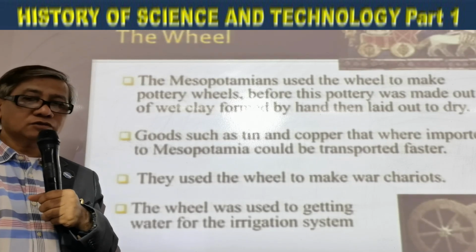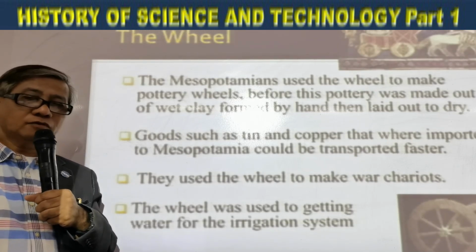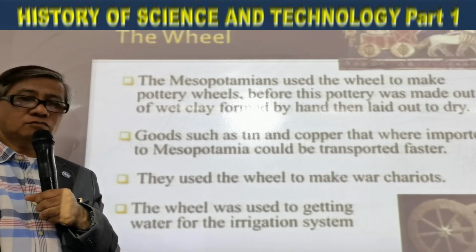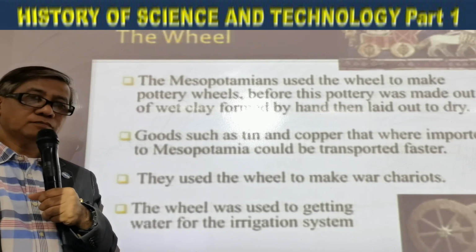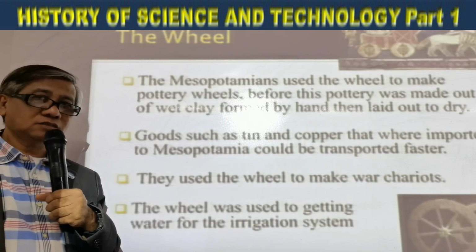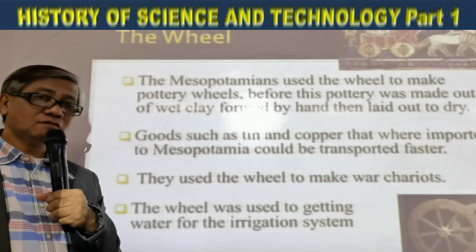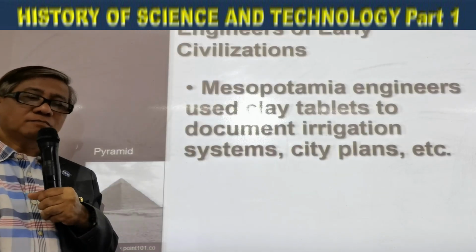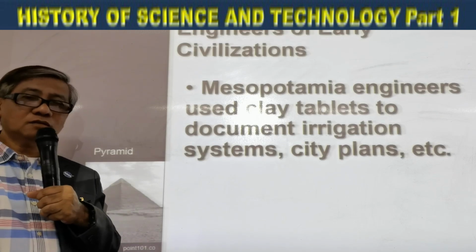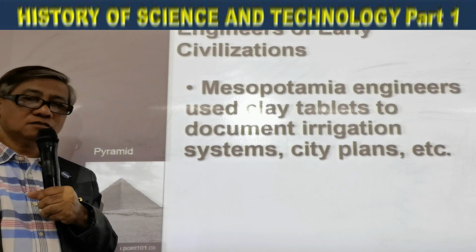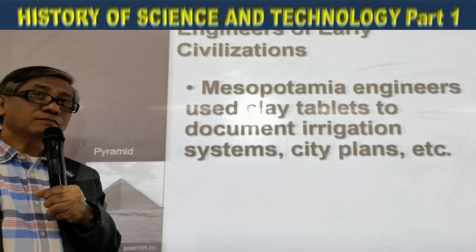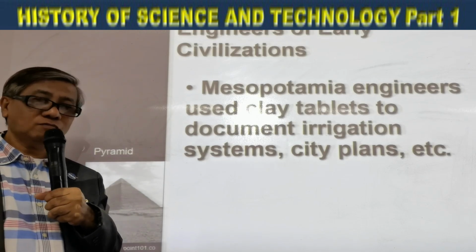And the wheel also was used in getting water for the irrigation system. So they came up with water wheels that would aid in irrigation. So the Mesopotamians gave us the wheel. So isn't that fascinating? Alright? Mesopotamian engineers used clay tablets to document irrigation systems, city plans, etc. So what I'm trying to point out here is that the Mesopotamians gave us the first system of writing.